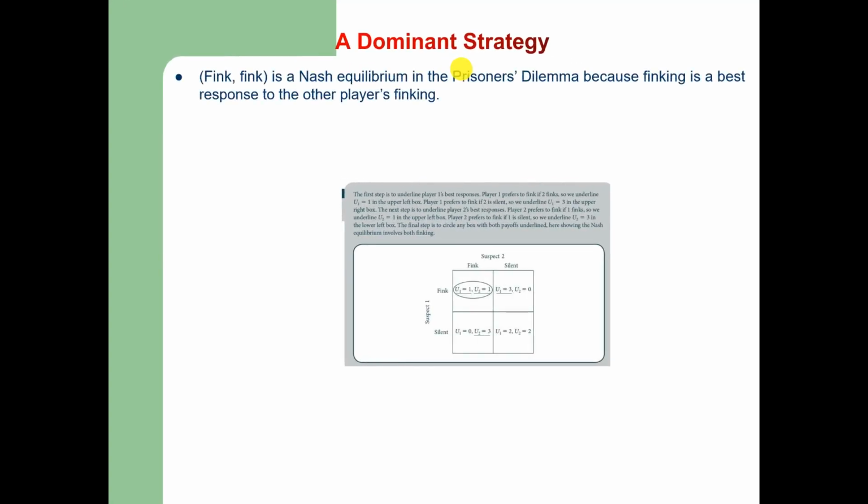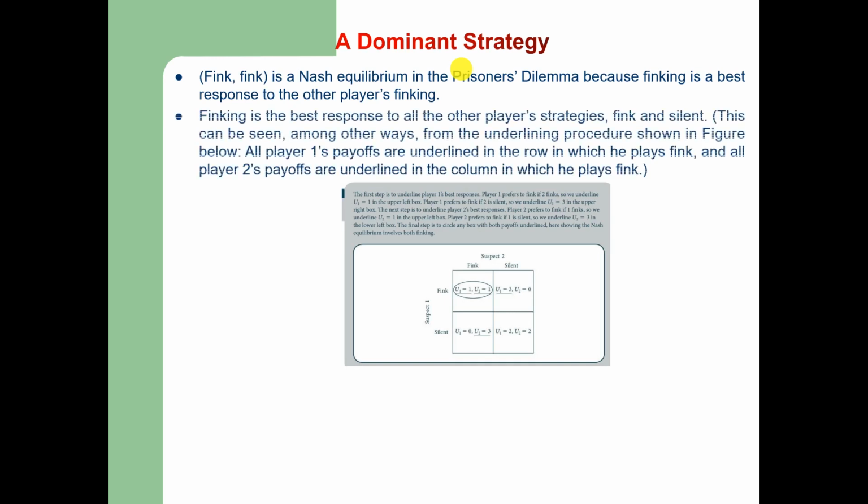As we discussed, think, or confess, is a Nash equilibrium in the prisoner's dilemma because thinking, or confessing, is the best response to the other player's thinking. Thinking is the best response to all other players' strategies. This can be seen, among other ways, from the underlining procedure shown in the figure below. All player 1's payoffs are underlined in the row in which he plays think, and all player 2's payoffs are underlined in the column in which he plays think.